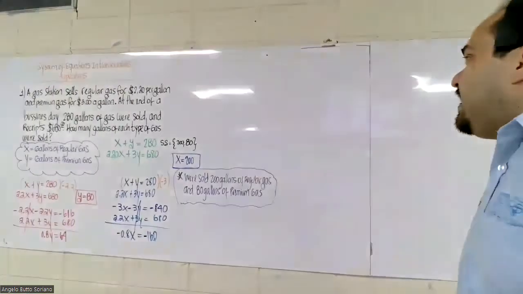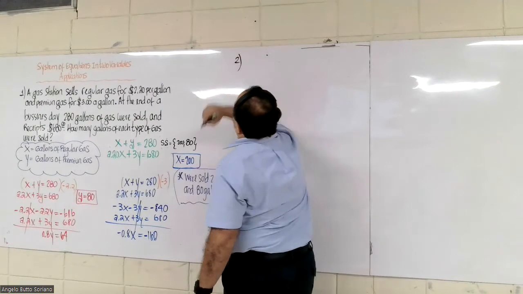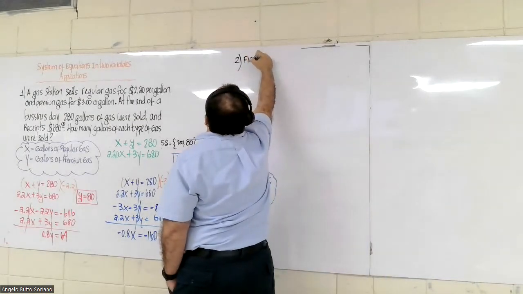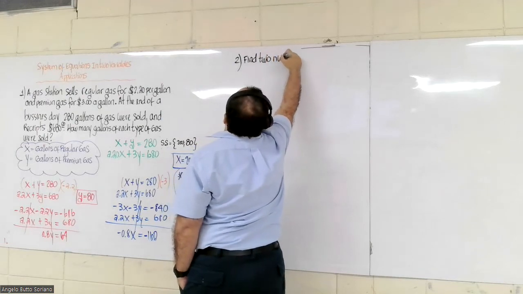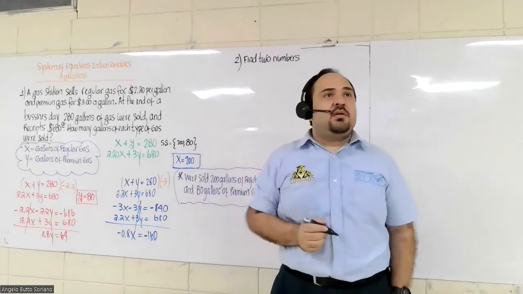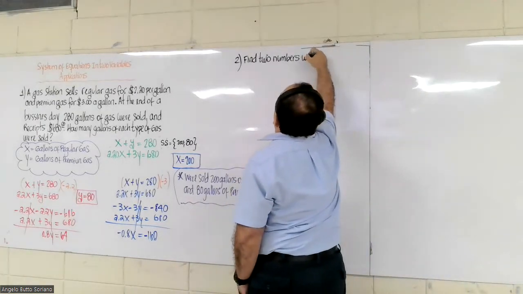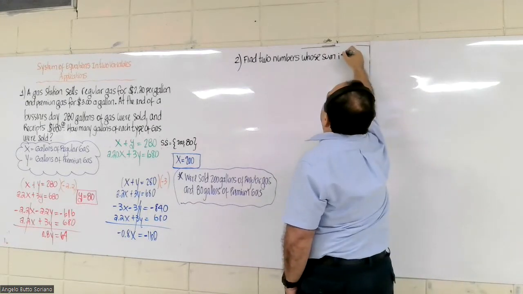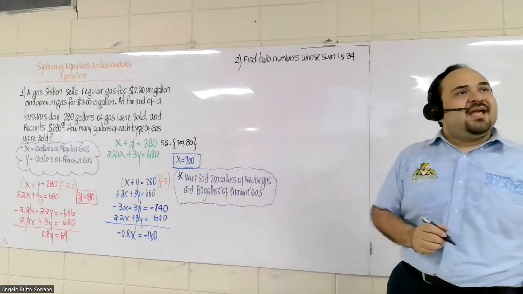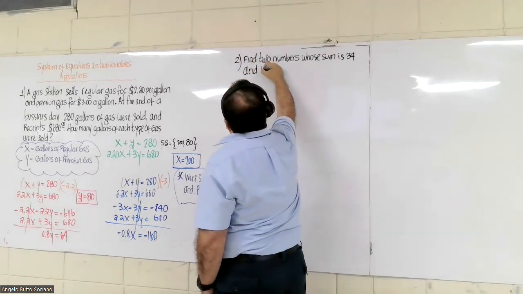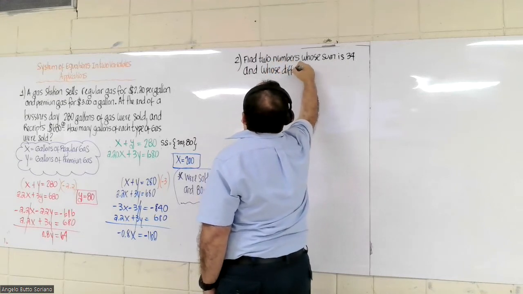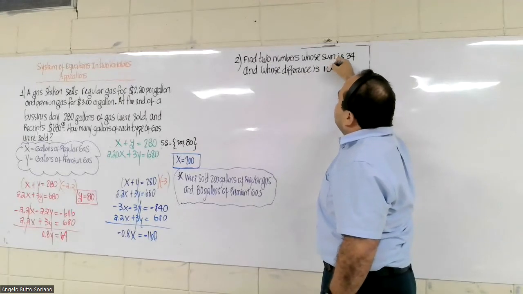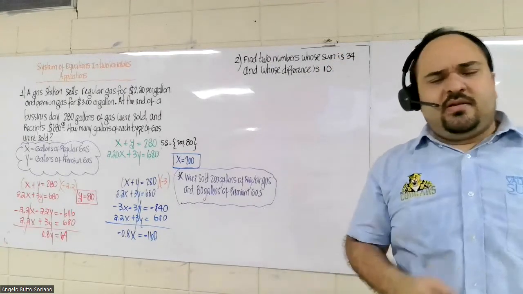Okay, this is an arithmetic problem. Number 2 says: find two numbers whose sum is 34 and whose difference is 10. Come on, we don't need more than 5 minutes.